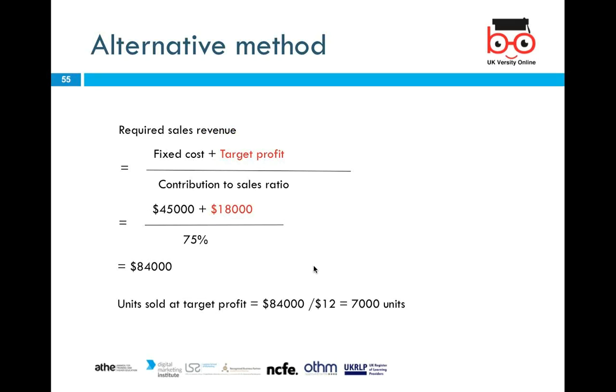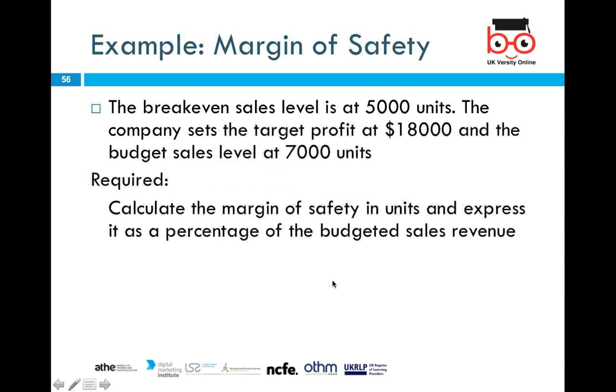That's the margin of safety. There's another alternative method you can have a look at. We can take the contribution to sales ratio, the ratio as a percentage, and then you can get the same figure, so that's an alternative way to get this figure as well.